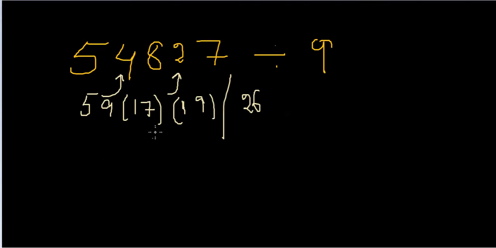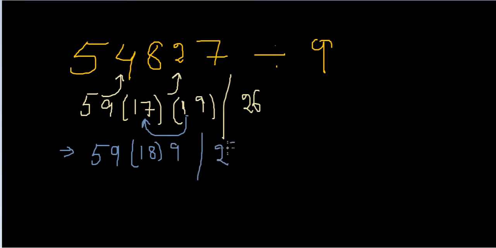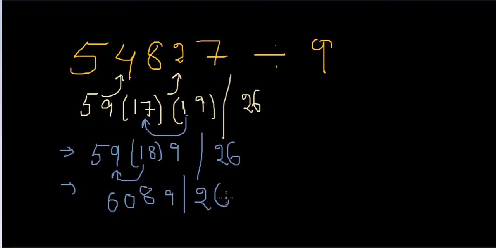And since we have 2 digits, we just have to push this number into the previous thing, get the 1 there. So 17 plus 1 would be 18, and since we got rid of that 1, we have 9 and we still have 26 here. Now add this 1 here. So 59 plus 1 would be 60, so 6, 0, 8, 9, and the remainder 26.